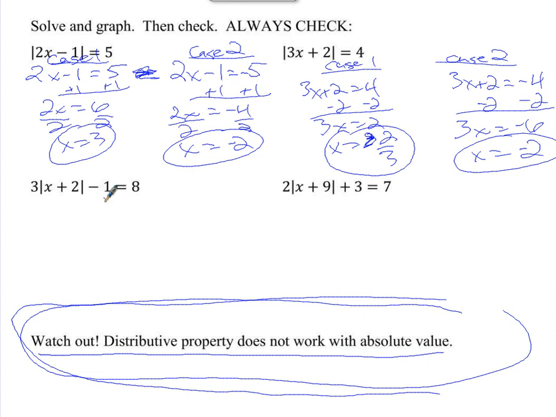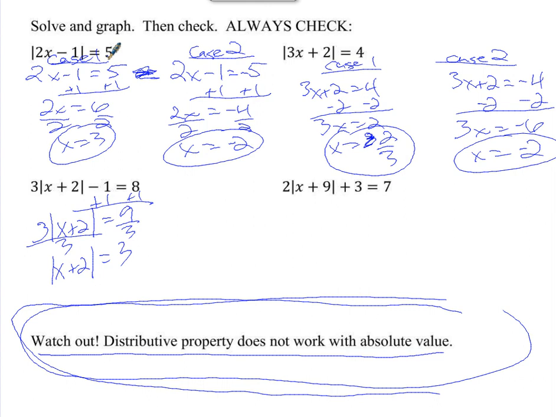So the first thing we're going to do probably is what? Add 1 to both sides. And now I have 3 times the absolute value of x plus 2 equals 9. Now what? Divide by 3. And what do I get? Absolute value of x plus 2 equals 3. And now this problem looks exactly like this problem.